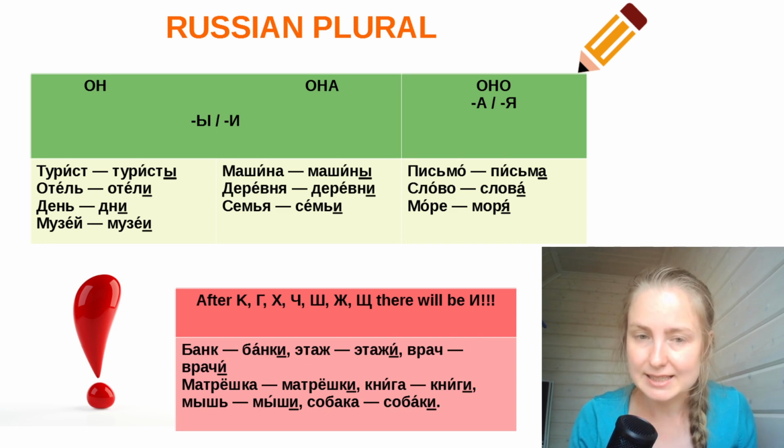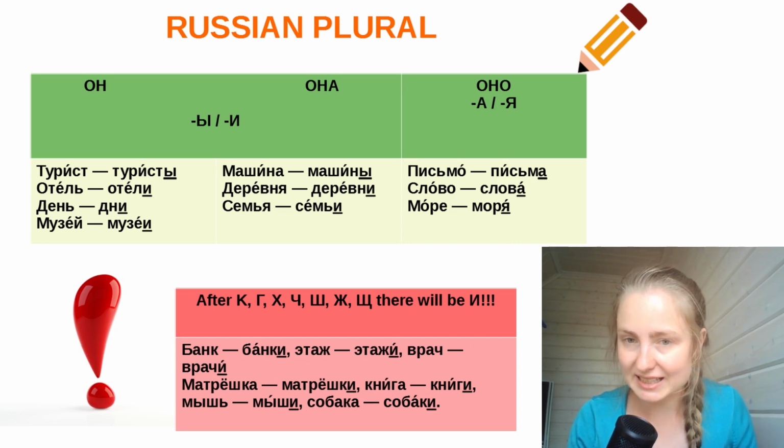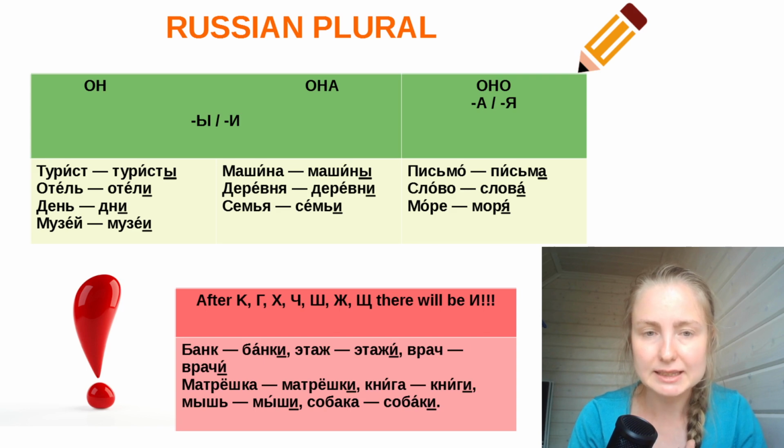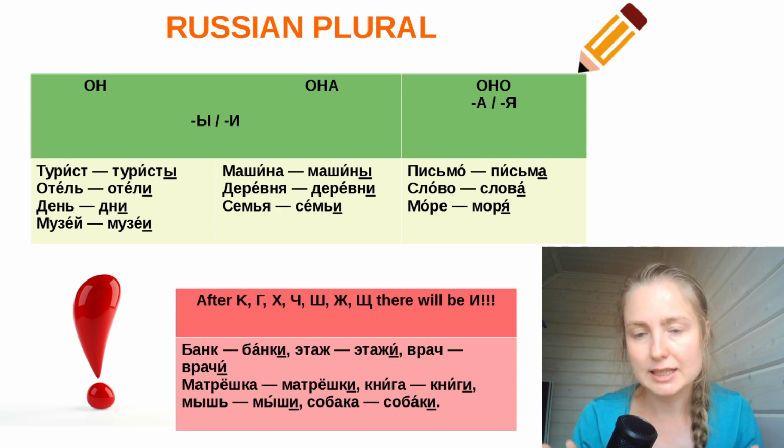Матрешки. The same story with книга, книги. After g should be e. And мышь, мыши. After sh ending e. И собака, собаки. After k again ending e. Because in Russian language it's impossible to write letter u after k, g, h, ch, sh, zh, sh. We never write letter u after these letters.